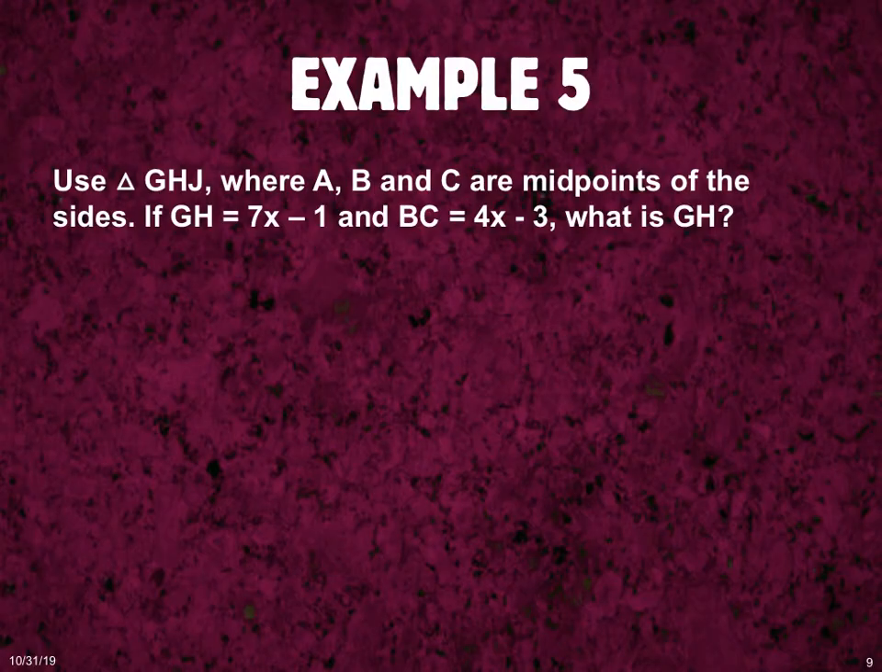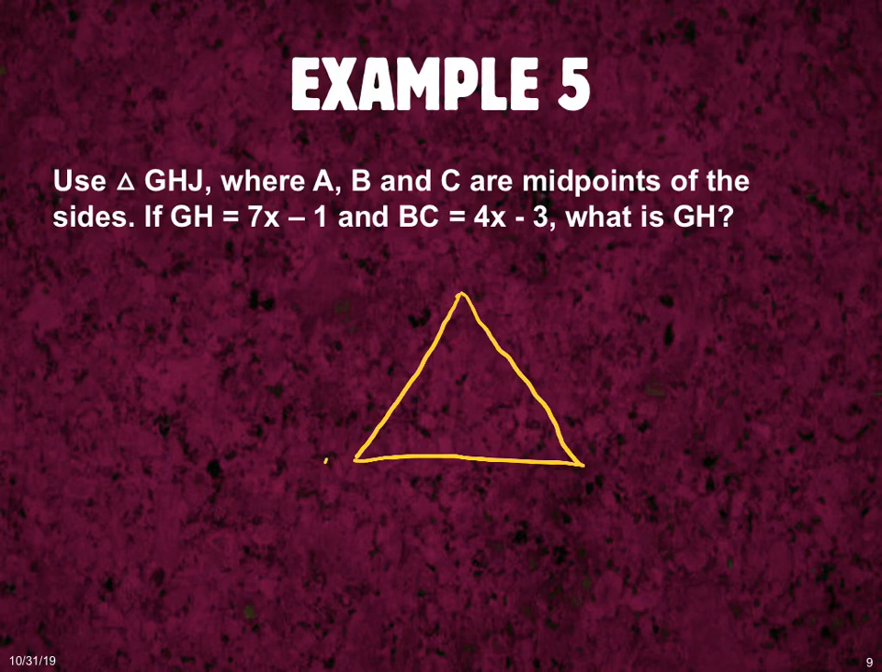Last but not least, use triangle GHJ where A, B, and C are midpoints of the sides. GH is 7x minus 1 and BC is 4x minus 3. What is GH? So let's draw us a little triangle here, GHJ, just so we can get an idea of what's going on.